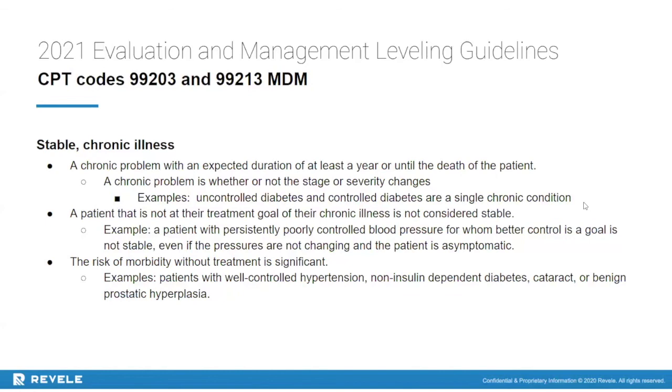Another stable chronic illness could be, a patient that is not at their treatment goal of their chronic illness is not considered stable. An example is a patient with persistently poorly controlled blood pressure, for whom better control is a goal, is not stable, even if the pressures are not changing and the patient is asymptomatic. And another stable chronic illness is where the risk of morbidity without treatment is significant. An example would be a patient with well-controlled hypertension or non-insulin dependent diabetes or cataract or benign prostatic hyperplasia.